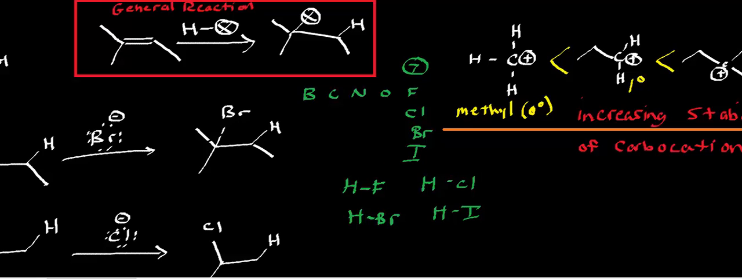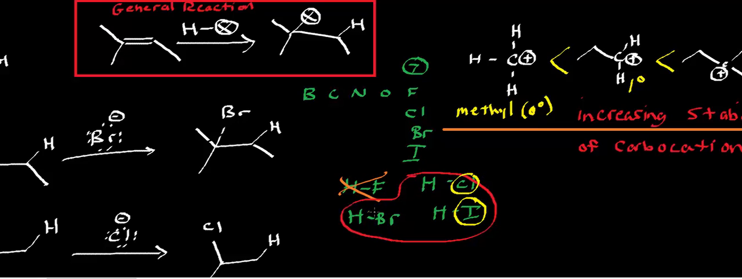However, for reasons that we won't discuss here, mainly because it's not reactive enough, hydrofluoric acid does not do this type of reaction. So we're not even going to consider HF. The only three acids we're going to consider for this type of reaction are hydrochloric, hydrobromic, and hydroiodic acid. The anions of these three strong acids, which are the chloride, the iodide, and the bromide, we typically just abbreviate as X.